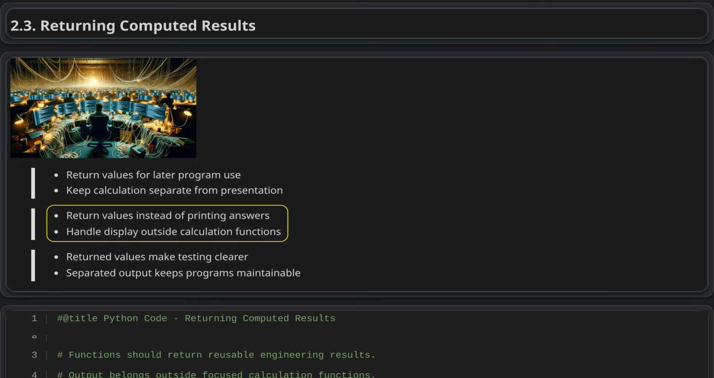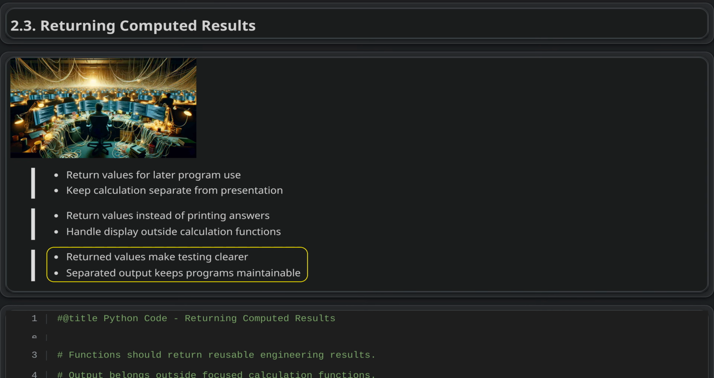A common mistake in function design is combining the calculation with the message shown to the user. If a function only prints a result, that result is hard to reuse for other tasks, such as cost estimates or comparisons. A better design is for the function to return the computed value, while any display or report is handled separately. This keeps the core calculation flexible and reusable.